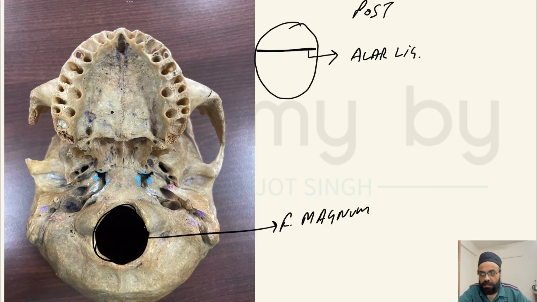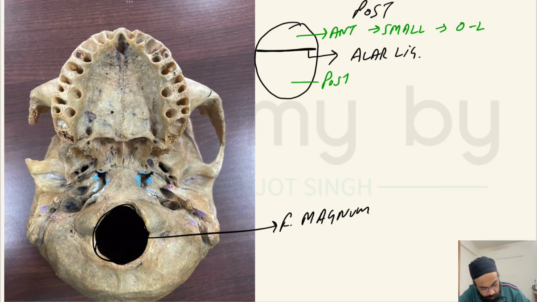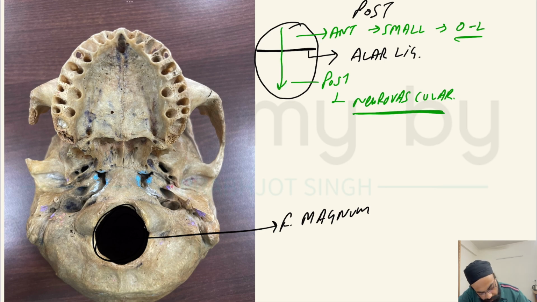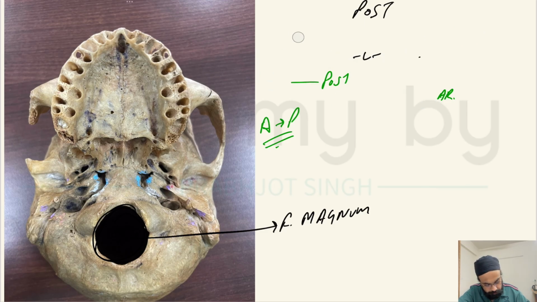So divided into two by the alar ligament, it forms two compartments, the anterior compartment and the posterior compartment. The anterior compartment is small, and it is known as the osteoligamentous, and the posterior is known as the neurovascular. Osteoligamentous and neurovascular. So we need to know the structures that are present in it from anterior to posterior direction. So firstly, we will start with the osteoligamentous compartment.